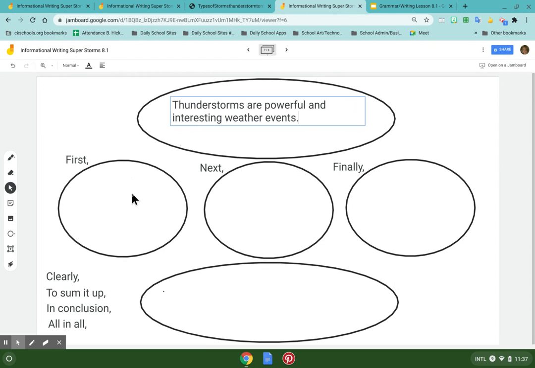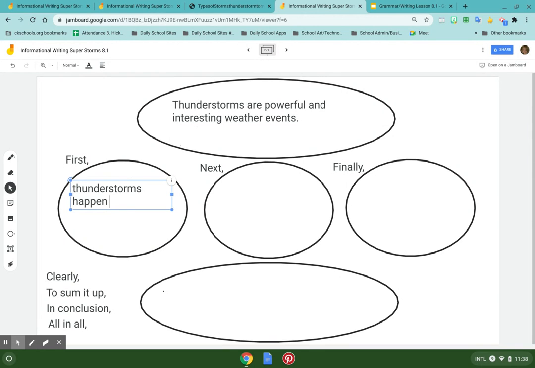Now what I do is I drop down, and first is at the beginning of my sentence, and I write a fact. I write a sentence that has a fact. And I say, you know what? The first thing that I can think of is, when do they happen? When do they happen? And so I would say, first, thunderstorms happen.